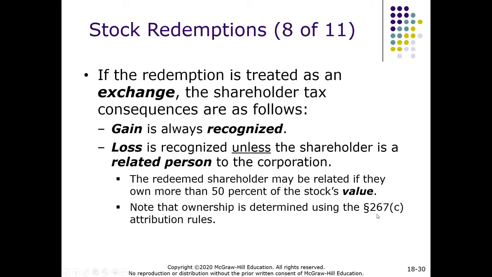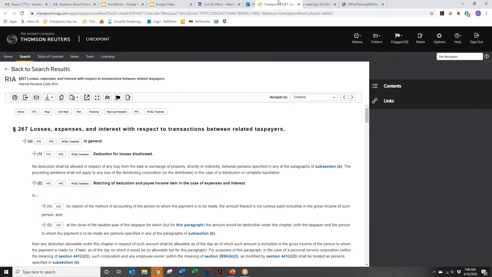Here is where they're trying to say that the ownership is determined using code section 267, subsection C. I was talking about 318. That was the first code section that I saw when it came to the attributions. So let's take a look at what that is. And for those of you who don't know, basically what I'm doing is I'm on Checkpoint.